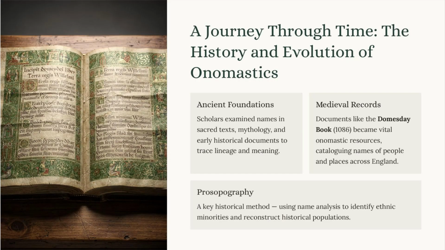The history of onomastics stretches back many centuries. In ancient times, scholars studied names found in sacred texts, myths, and early historical records in order to trace lineage, meaning, and origin. During the medieval period, written documents became important sources for name study. One famous example is the Domesday Book of 1086, which recorded names of people and places across England. Such documents are valuable because they preserve real naming practices from earlier periods.